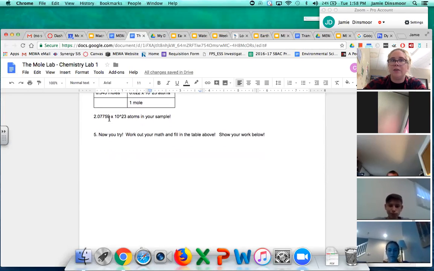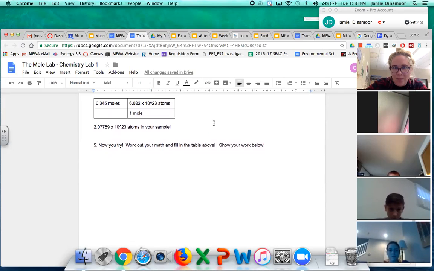So in this case, I did not round to the correct number of sig figs. Does anyone want to help me correct my answer here and tell me how many sig figs I should have and what my answer should be rounded to? I should have 3 sig figs. Good, Bella. So I see 1, 2. This 7 I need to round, right? It looks like I'm going to be rounding it up because it's next to another 7. So my final answer should have been 2.08 times 10 to the 23 atoms in our sample.